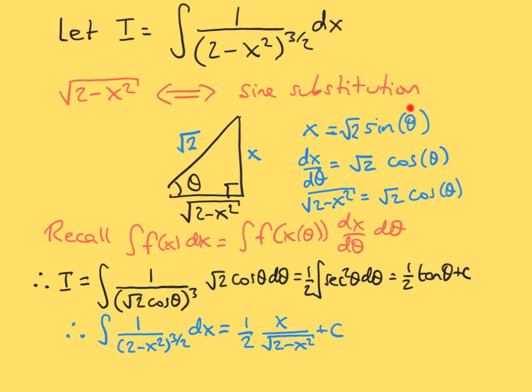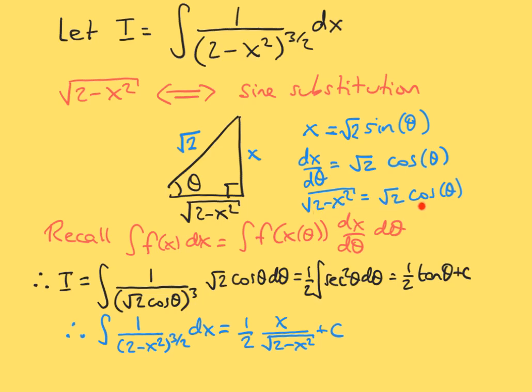You can also do it by saying, well, if I square x, I will get 2 times sine squared theta, and if I put it into the root, I would have 2 minus 2 sine squared theta. So that's 2 times 1 minus sine squared theta, 2 times cos squared theta.